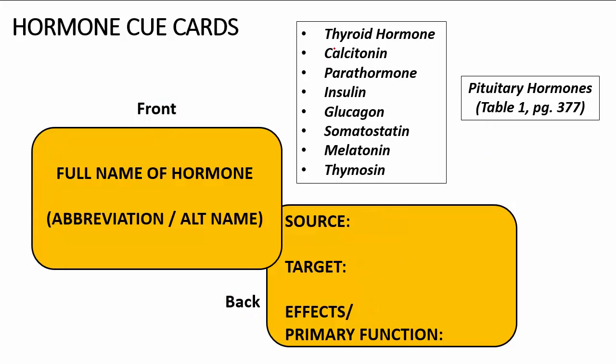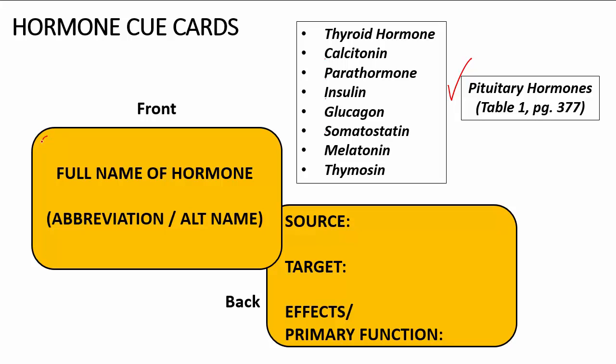So I want you to do these hormones here, which are from the worksheet that we just talked about, all right? Thyroid hormone, calcitonin, parathormone, etc. So you got 1, 2, 3, 4, 5, 6, 7. You've got 8 cue cards, front and back, and then there are a number of pituitary hormones on page 377 of your textbook in table 1. Basically what you're doing is transcribing that information onto your cue cards. So you're going to have a bunch of cue cards, and that's not all there is yet. Okay, we got a bunch more to go, but you will have a nice stack of cue cards.